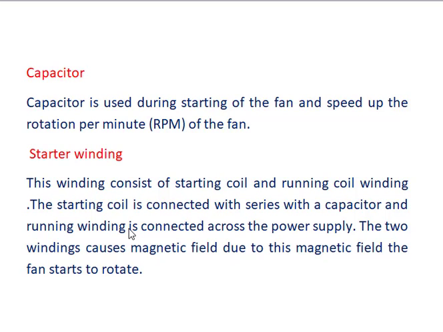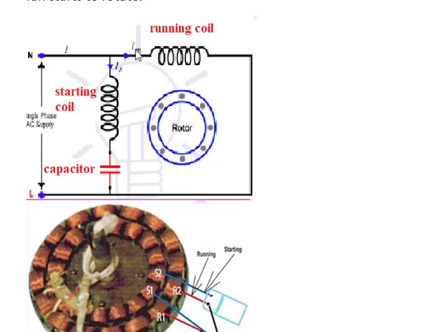The two windings, the running coil winding and starting coil winding, cause a magnetic field. Due to the two types of magnetic field, the fan starts to rotate. See here, it is a running coil, it is a starting coil. The phase line is given here. The 220 volts AC supply is applied here. A neutral line is given here.